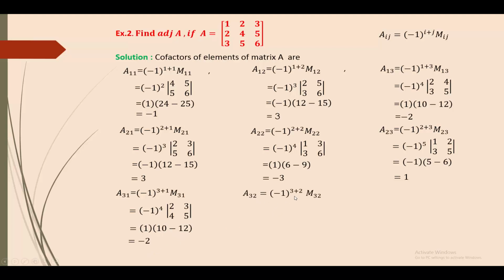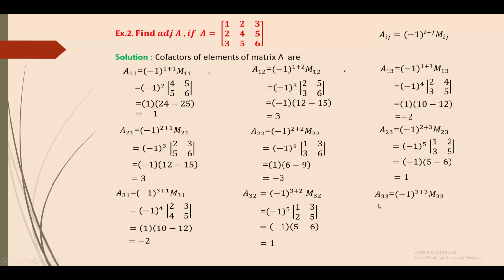A32 is minus 1 raised to 3 plus 2 times M32, which is minus 1 raised to 5 into minor, a determinant obtained by deleting the third row and second column. So determinant 1 3 2 5. Minus 1 raised to 5 is minus 1 into expansion 5 minus 6, which is minus 1 into minus 1, is plus 1.